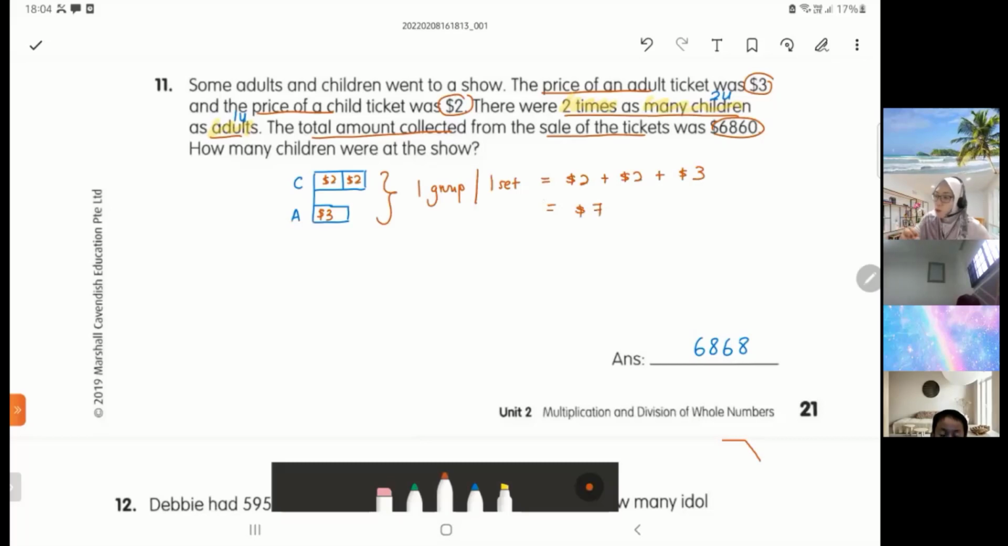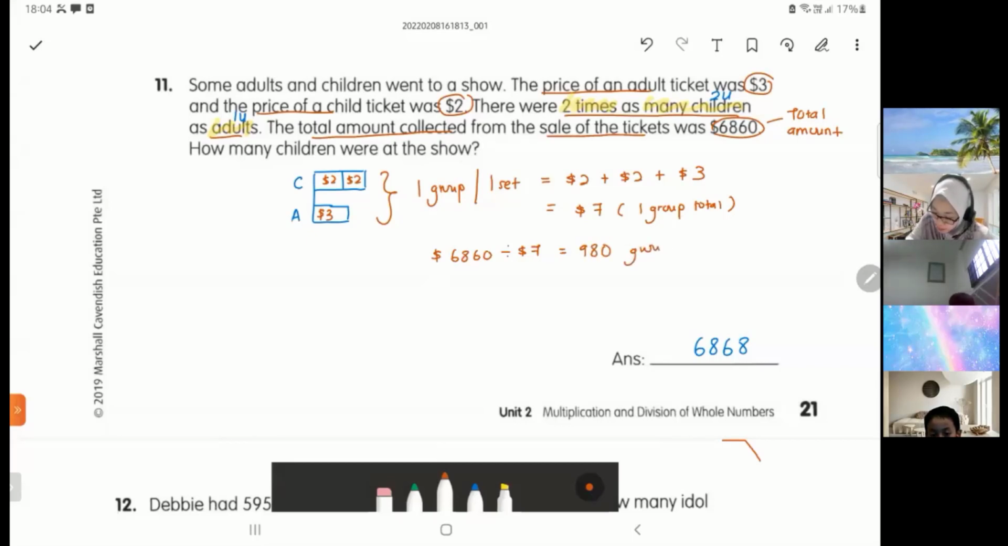Okay, right now, what do I have? I have a total amount. This is my total amount collected. And I know that this is my one group total. So what we're going to do is take 6,860 divided by $7 to find out how many groups of children and adults there are. I want to find the number of groups. I divide. So there are 980 groups of people.